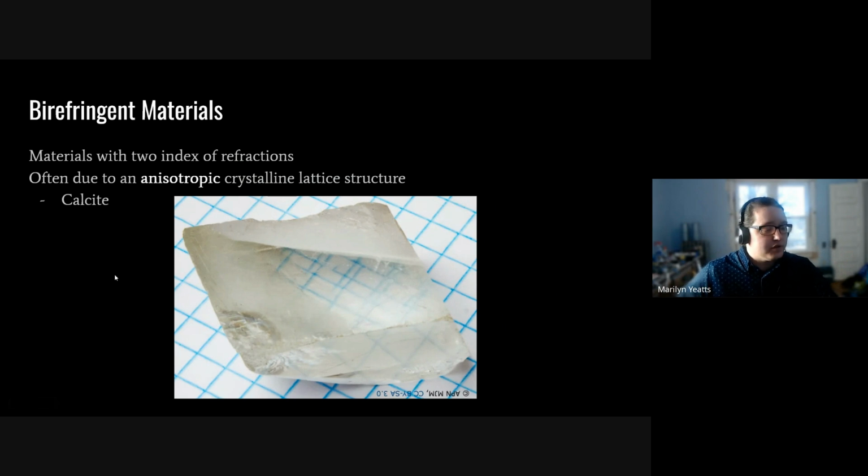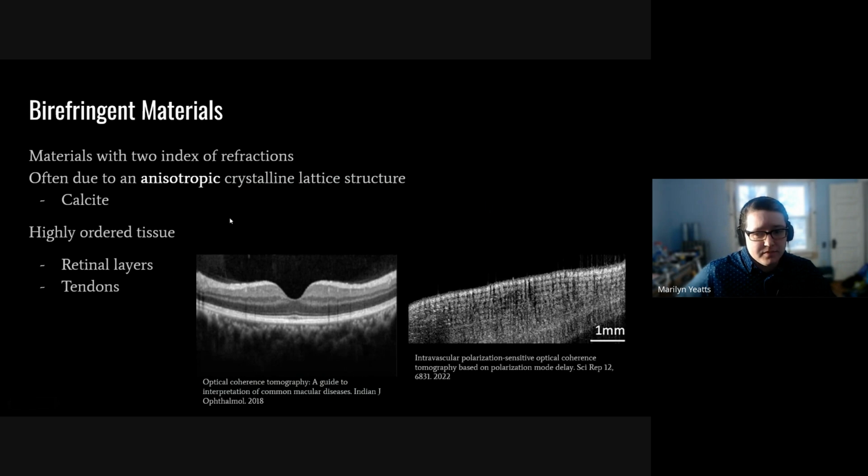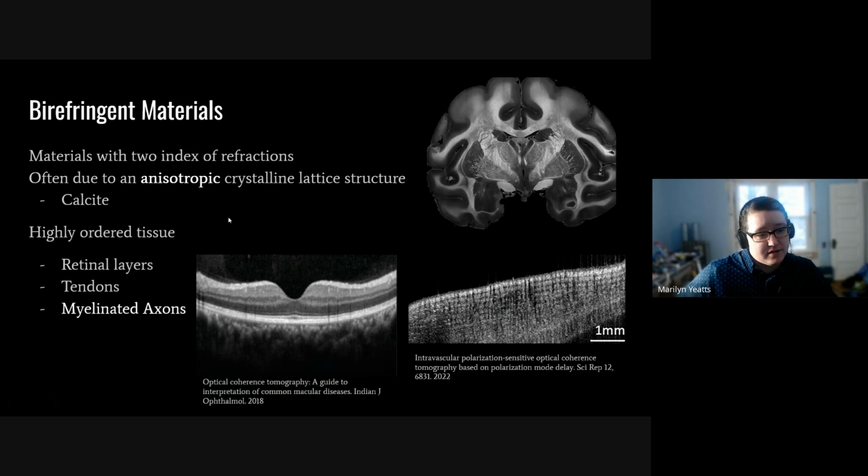And that's very useful for creating optical components and doing all kinds of measurements, but it's not just calcite that is birefringent. Also highly ordered tissue, such as retinal layers, tendons, and what I'm most interested in, myelinated axons, gives us that same kind of birefringent signal, where you get a fast and a slow axis because the index of refraction is different along or across.